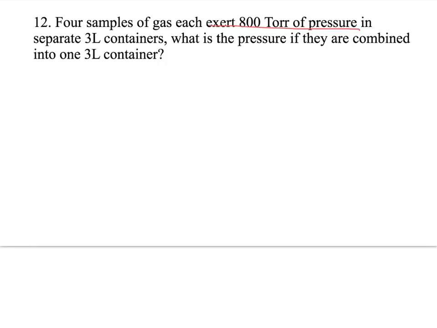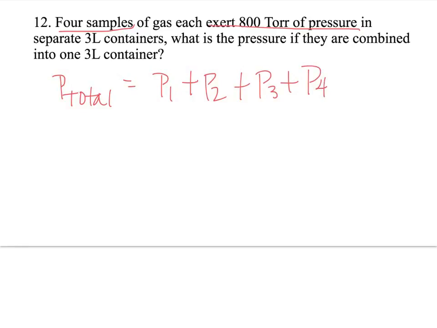So this is simply Dalton's law, where we do P total is equal to however many gases we have, which in this case is 4. So it's going to be P1 plus P2 plus P3 plus P4. Okay? And if we read the problem, it's 800 torr for each. So go ahead and pause and do that math real quickly.